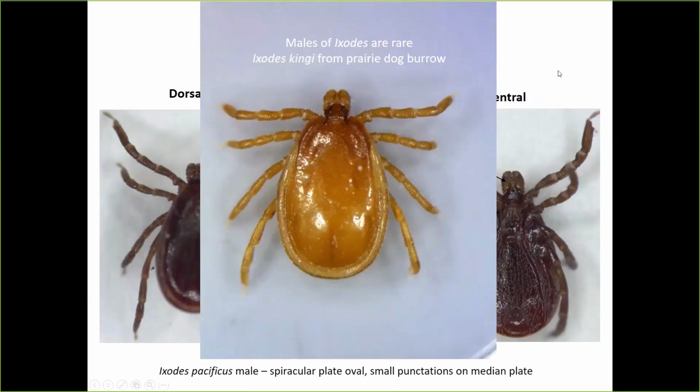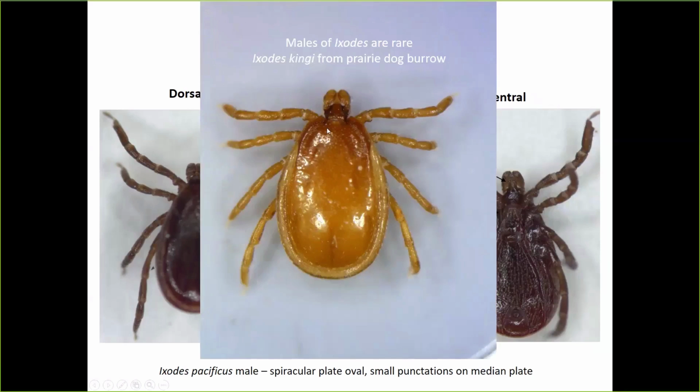And males are really super rare of any of the Ixodes species. I can tell you, in 30 years, I've never seen a male Ixodes cookei. I've never seen a male Ixodes angustus. I've never seen a male Ixodes muris. They're out there, obviously. They need to have sex in order to lay fertile eggs, but they're just super rare.